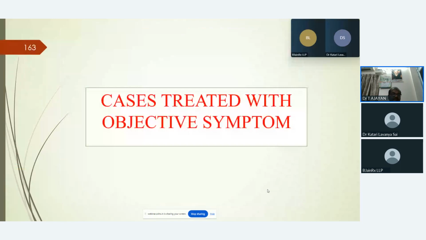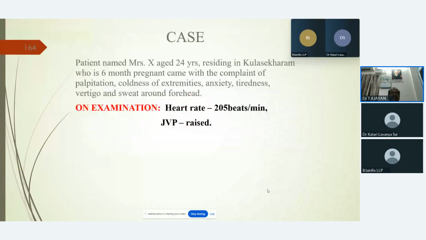Then a few cases I would like to discuss with you. Here, with the help of this repertory, I am able to select the right homeopathy medicine. A case: patient 24, residing at Kulashekaram, 6 months pregnant, came with the complaint of palpitation, cold extremities, anxiety, tiredness, vertigo, and sweat around the forehead. The heart rate is exceeding 205.